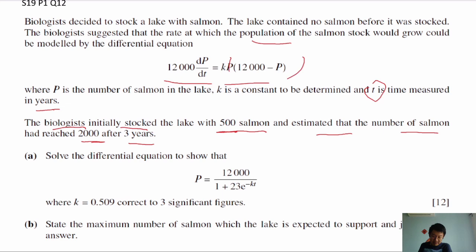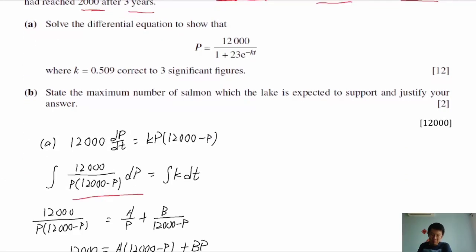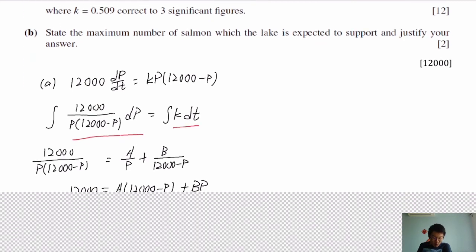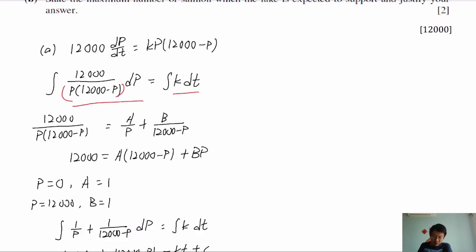It is not difficult to start with for this equation. As long as we move this P and 12,000 minus P to the left hand side, from there we can integrate. The right hand side is k dt if we choose to leave the k there. For the left hand side, again we see that the denominator is factorized, so we need to do partial fractions again. We have to do a lot of partial fractions, especially in differential equations. They like to ask something like this.